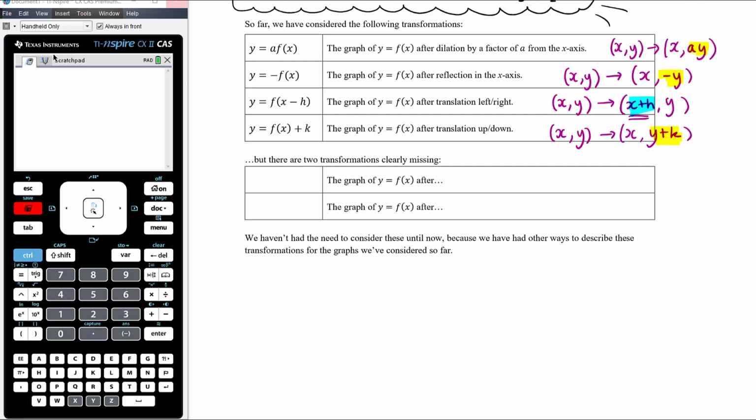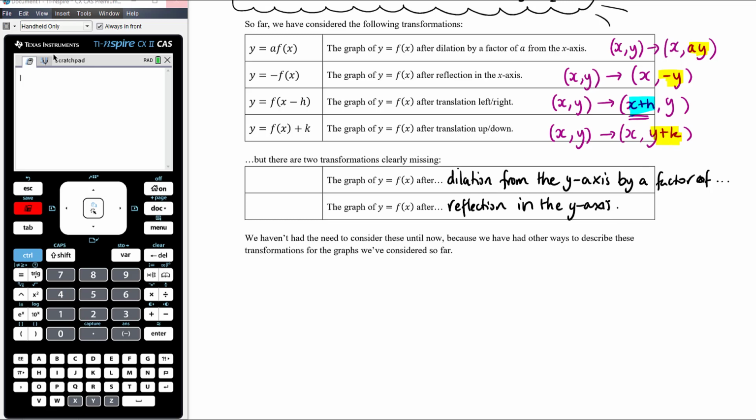So the two things we want to think about are the graph of y equals f of x after dilation from the y-axis. Now I'm going to leave the factor for a minute because we're going to explore what this looks like, and I'm going to come back and fill that in a minute. And we also want to think about the graph of y equals f of x after reflection in the y-axis.